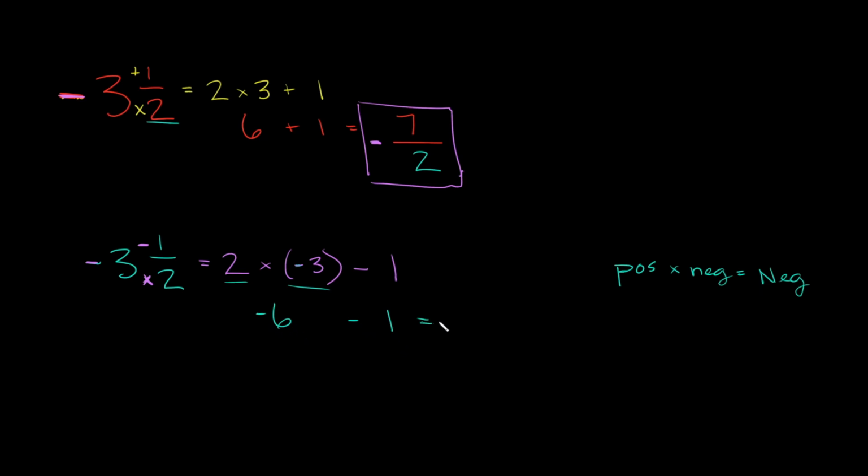What is that equal to? That's equal to negative 7, okay? So again, this is our numerator. What's going to go down here in our denominator? Whatever denominator we had here. Okay, so since we have a 2 over here, again, we're going to have a 2 right here. Okay, so negative 3 and 1/2 is equal to negative 7 over 2. Okay, so as you can see, we got the same answer here and here.